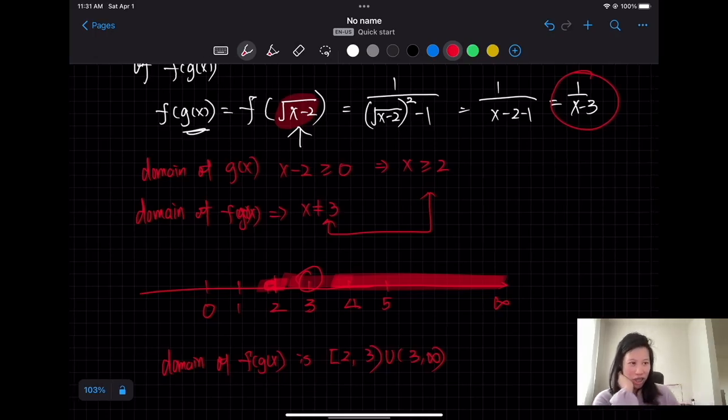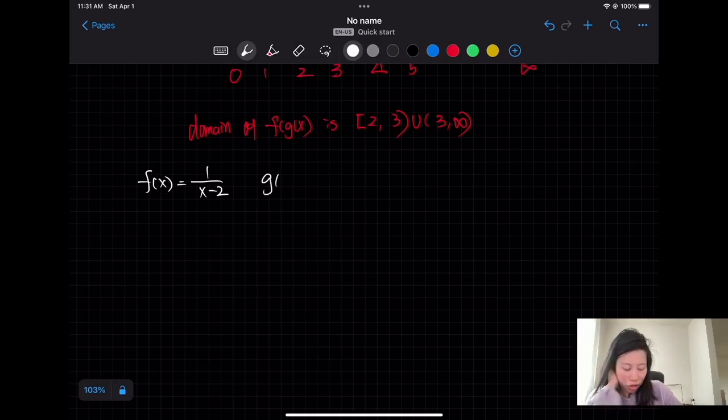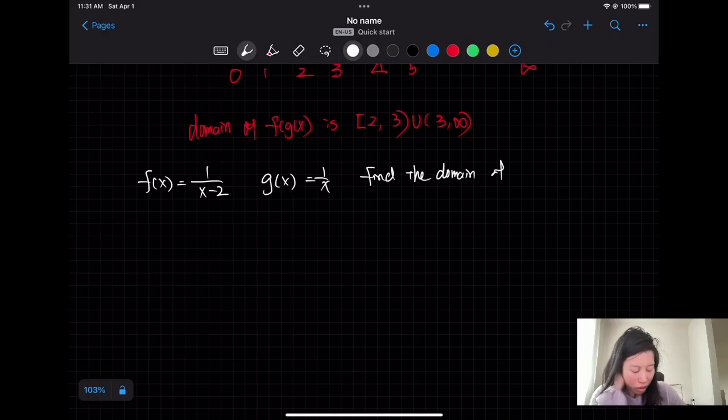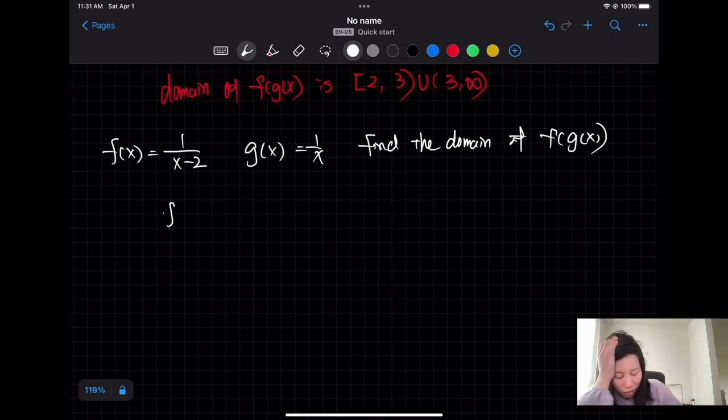Okay, now let's try this example. Given f of x equals 1 over x minus 2 and g of x equals 1 over x, I want you to find the domain of f of g of x. Again, the domain has to consider two parts: one is the inner function, the second is the composition itself. So now let's compose the function first. Try to pause the video and do it by yourself.